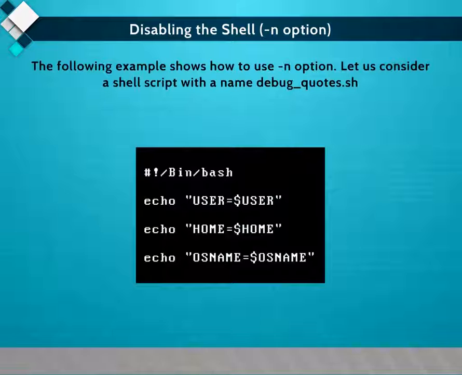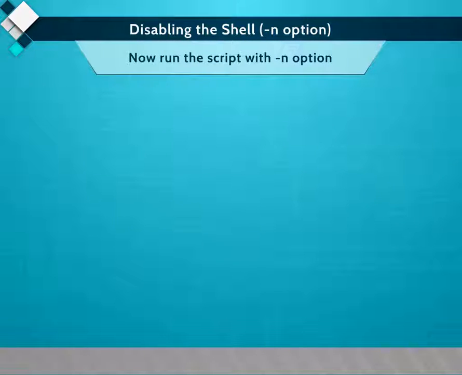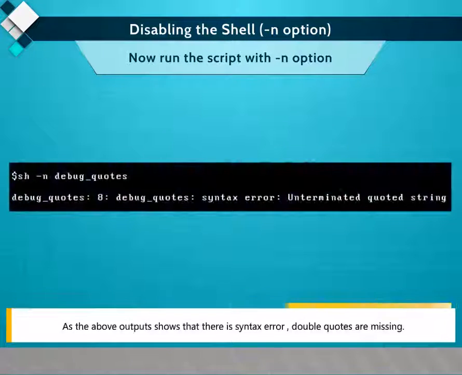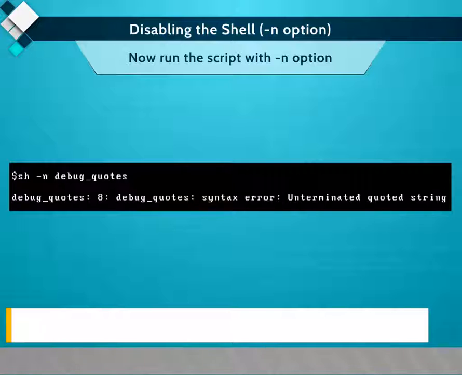Let us consider a shell script with the name debugcodes.sh. Now run the script with the -n option. As the output shows, there is a syntax error: double quotes are missing.